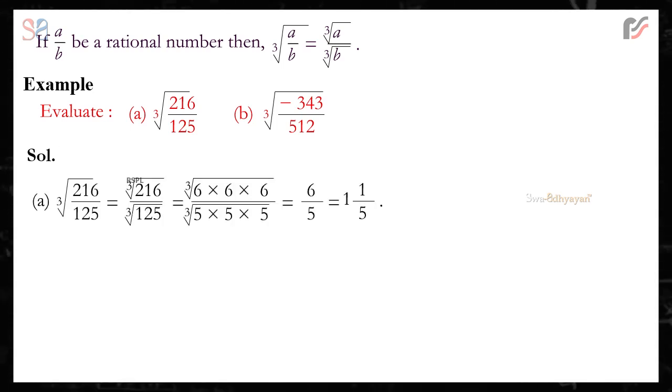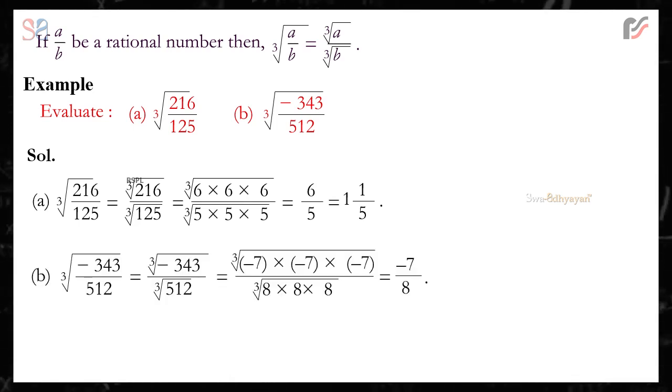Cube root of 216 by 125 is equal to cube root of 216 by cube root of 125, which is equal to cube root of 6 into 6 into 6 by cube root of 5 into 5 into 5, which is equal to 6 by 5. B. Cube root of minus 343 by 512 is equal to cube root of minus 343 by cube root of 512, which is equal to cube root of minus 7 into minus 7 into minus 7 by cube root of 8 into 8 into 8, which is equal to minus 7 by 8.